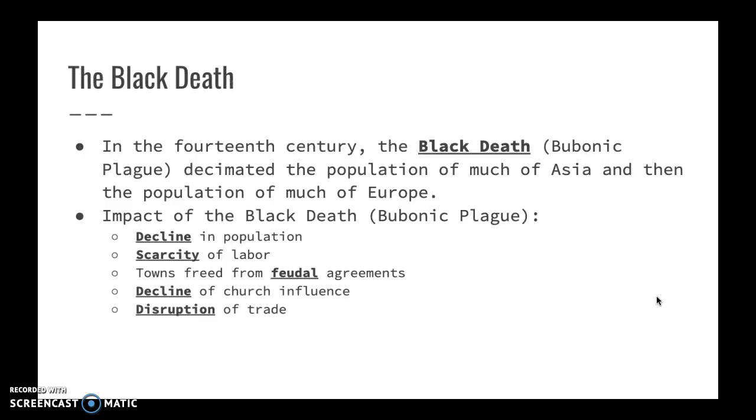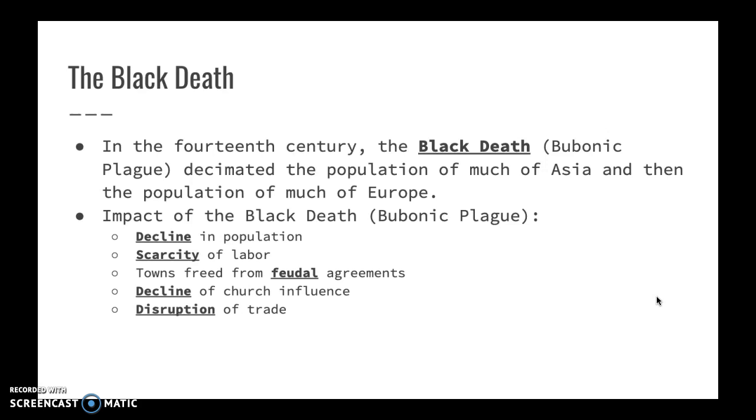In the 14th century, the Black Death, or the bubonic plague, kills off so much of the population that it has a significant impact on the decline of feudalism. Because there was such a decline in the population, there's not enough people to work, which leads to a scarcity of labor. Since there's such a scarcity of labor, they're no longer able to fulfill their feudal agreements, and so feudalism is on the major decline.